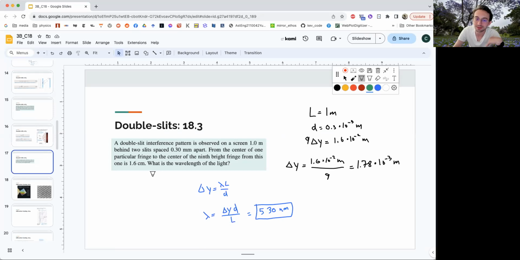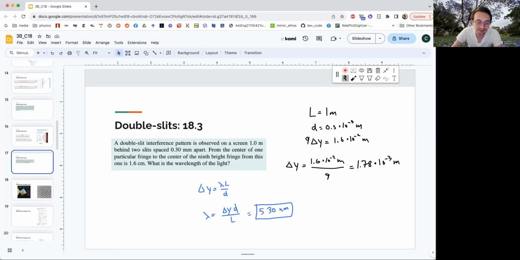When we measure this 1.6 centimeters, that's easier to measure than if we just tried to measure just 1 delta Y, which would be quite small, on the scale of millimeters, slightly below 2 millimeters. So it's beneficial, if you're trying to do an experiment with interference patterns in real life, to find the spacing, the delta Y, for a large gap, for 9 brightness fringes or something like that, so that you minimize your error and you have something that you can measure with a ruler instead of with some micrometers.